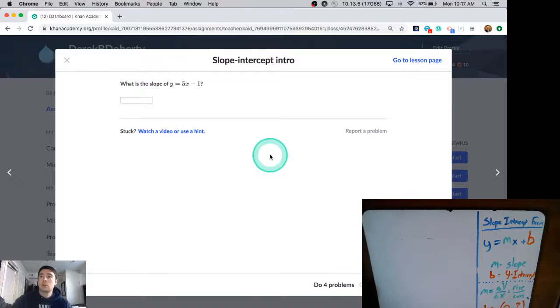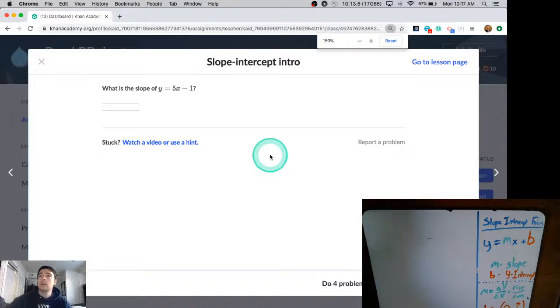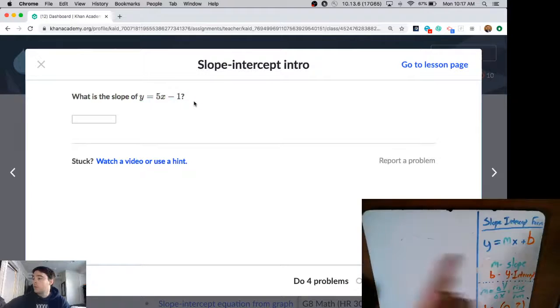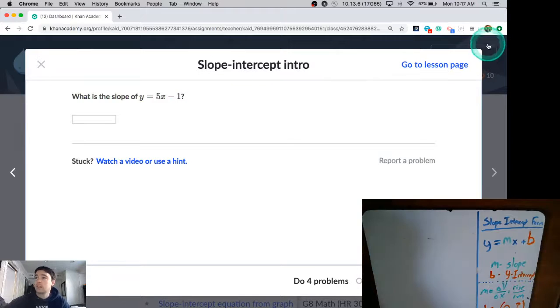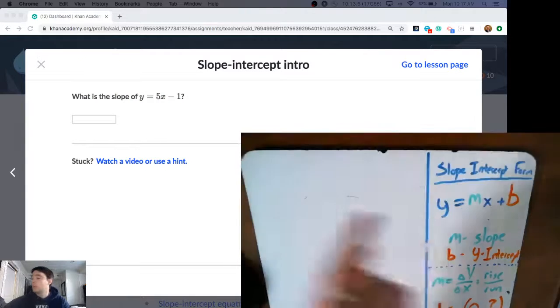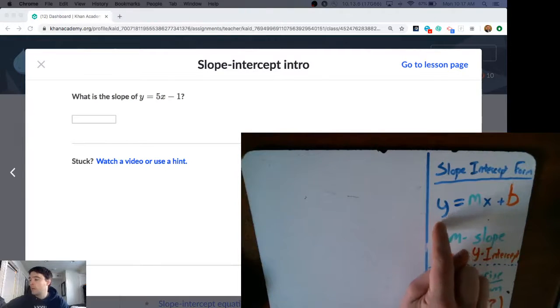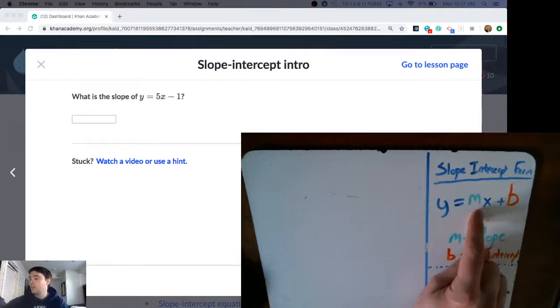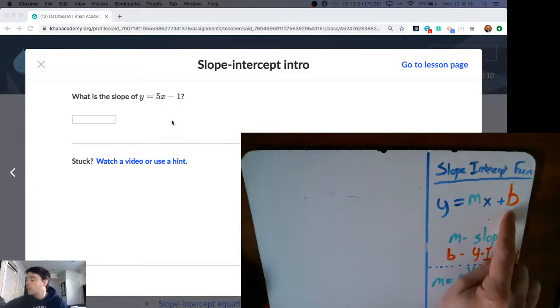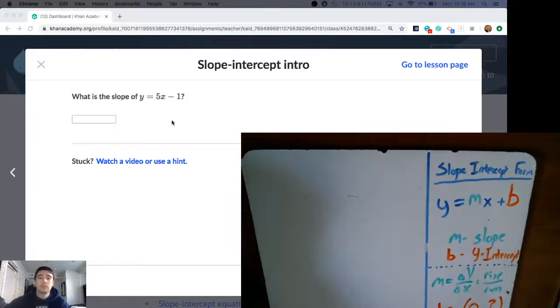So here, our first question, and give me a second to zoom in, says, what is the slope of y equals 5x minus 1? I'm going to refer back to this whiteboard for a second. It says y equals mx plus b. So remember, if it's solved for y, in this y equals form, whatever number is multiplied with x, the coefficient of x, is going to be the slope. And whatever number is added or subtracted all by itself, the b, will represent the y-intercept.